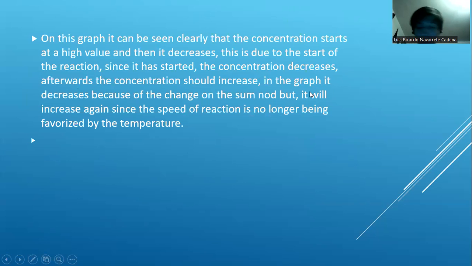On this graph, it can be seen clearly that the concentration starts at a high value and then it decreases. This is due to the start of the reaction. Since it has started, the concentration decreases. Afterwards, the concentration should increase. In the graph, it decreases because of the change on the sum block that I have told you before. It will increase again since the speed of reaction is no longer being favored by temperature. As we know, more temperature will increase the reaction.